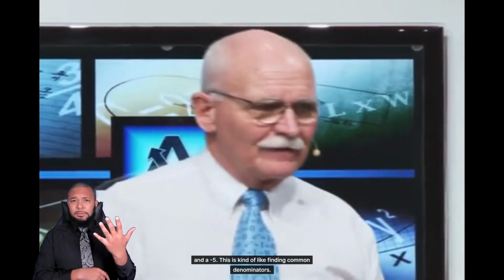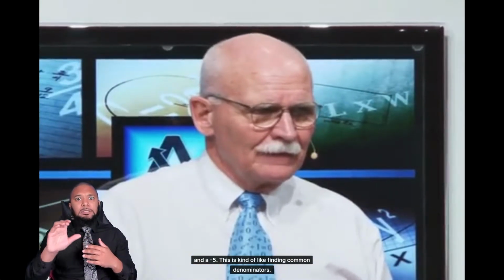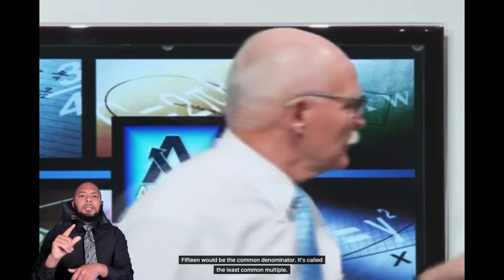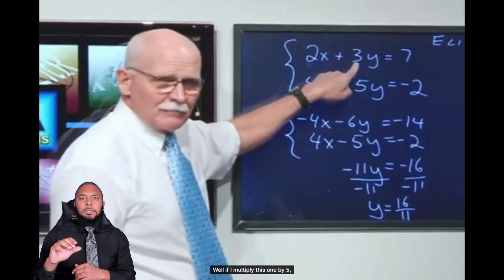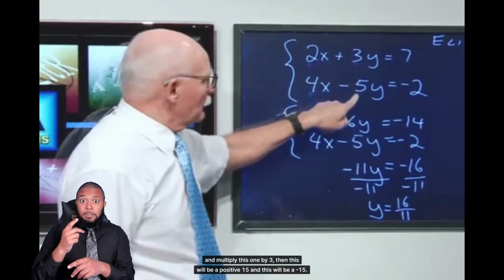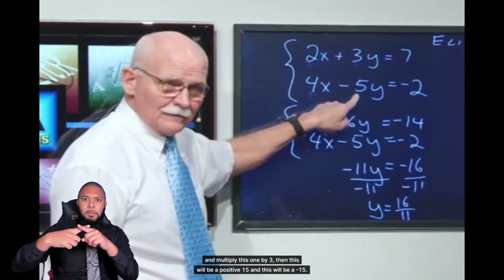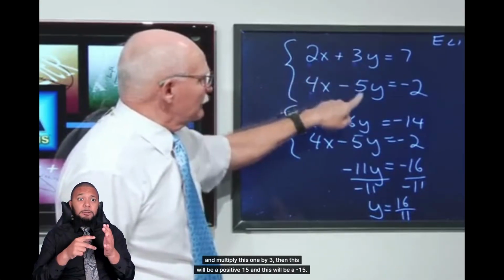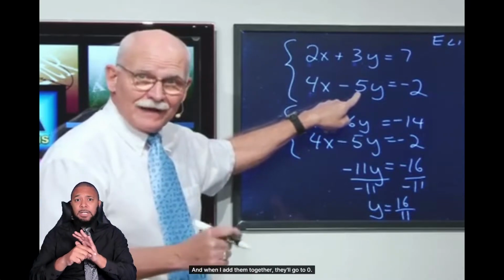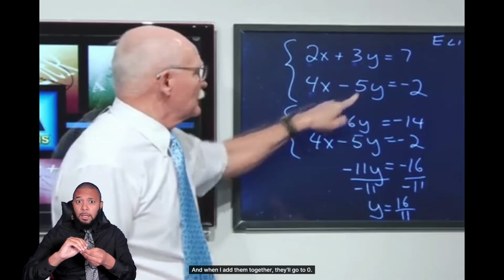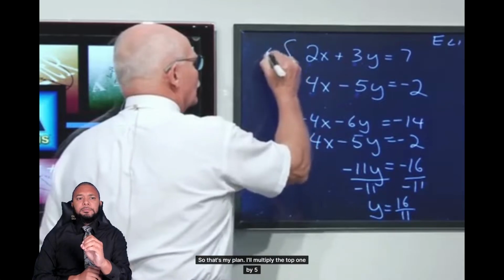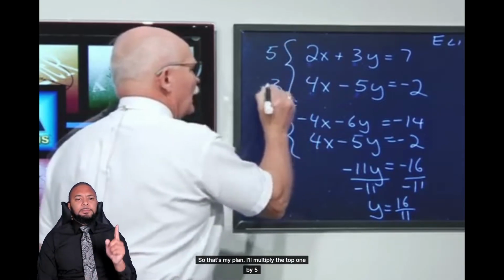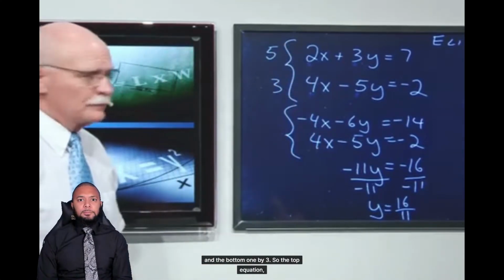This is kind of like finding common denominators. If you were adding thirds and fifths, you would turn them both into 15ths. 15 would be the common denominator. It's called the least common multiple. Well, if I multiply this one by 5 and multiply this one by 3, then this will be a positive 15 and this will be a negative 15. And when I add them together, they'll go to 0. So that's my plan. I'll multiply the top one by 5 and the bottom one by 3.